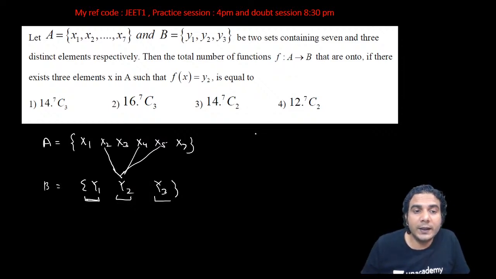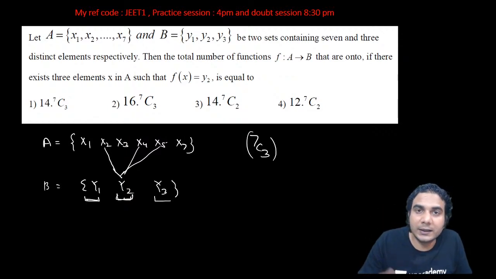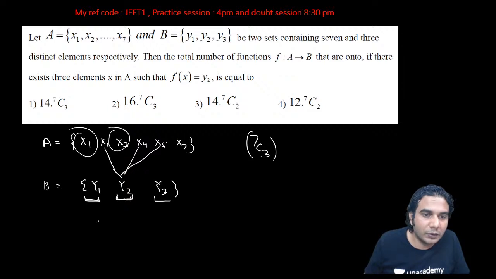So first of all, which three? So 7C3, just pick three elements of set A and put these three elements in this box y2. You can put that in one way only, right? You don't need to arrange them inside the box. You're just putting them. So you have selected three elements, you have put these elements in y2. Now how many elements are remaining? Four elements are remaining, right? Let me mark these: x1, x2, x3, x4, x5, x6 is missing, x6 and x7.